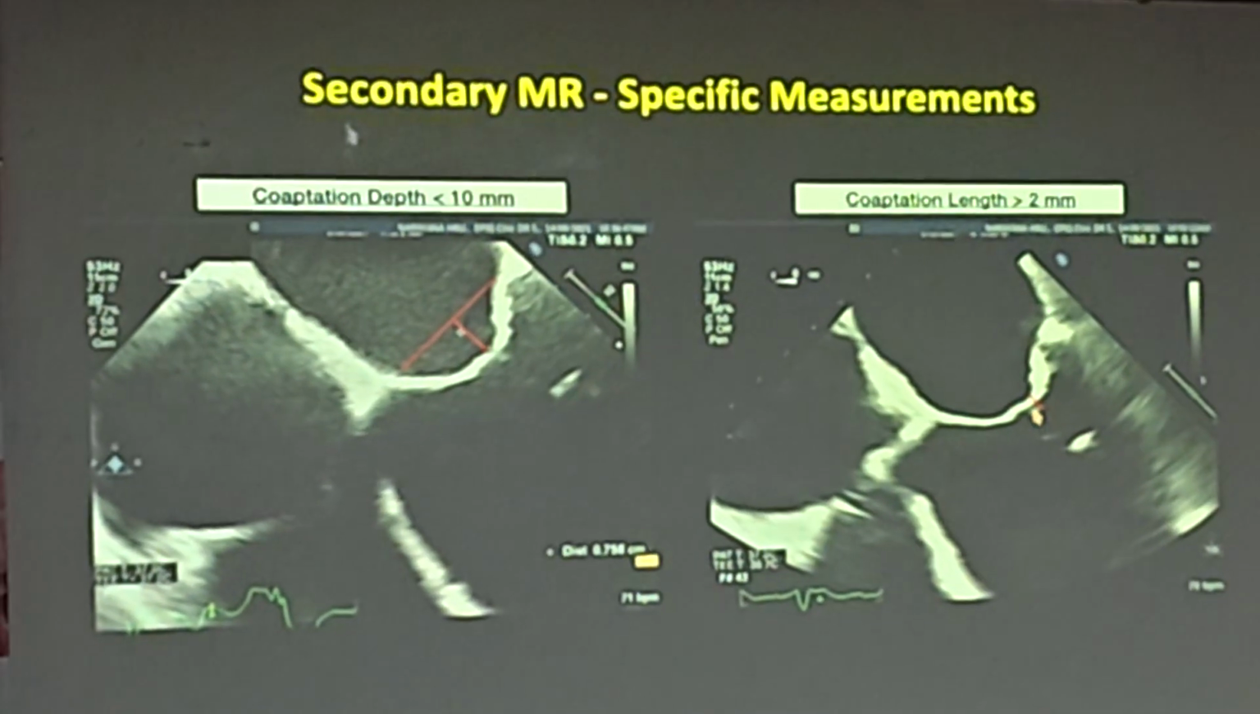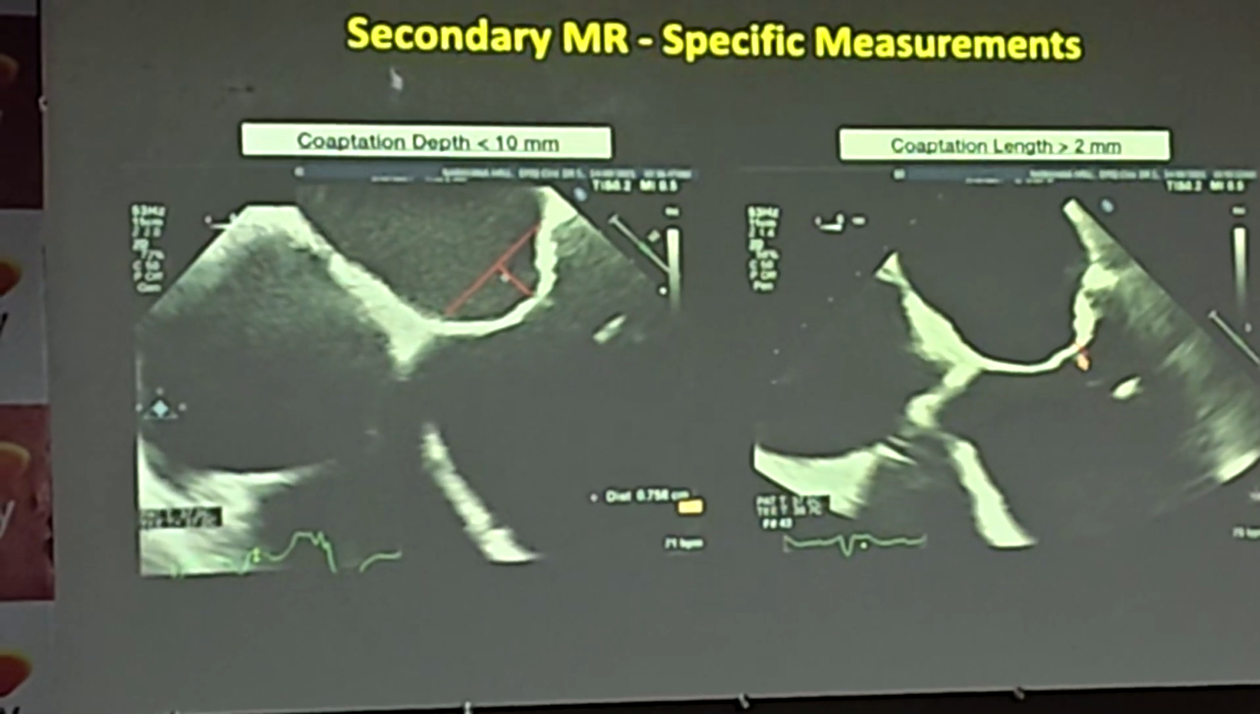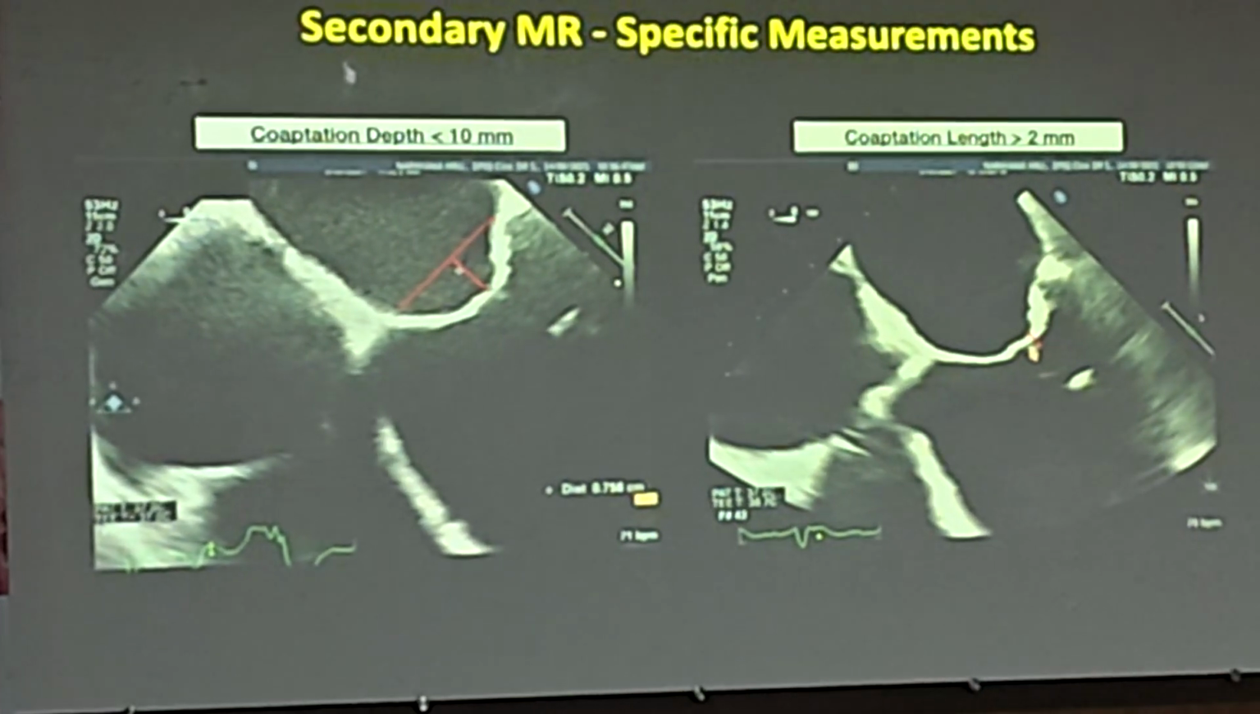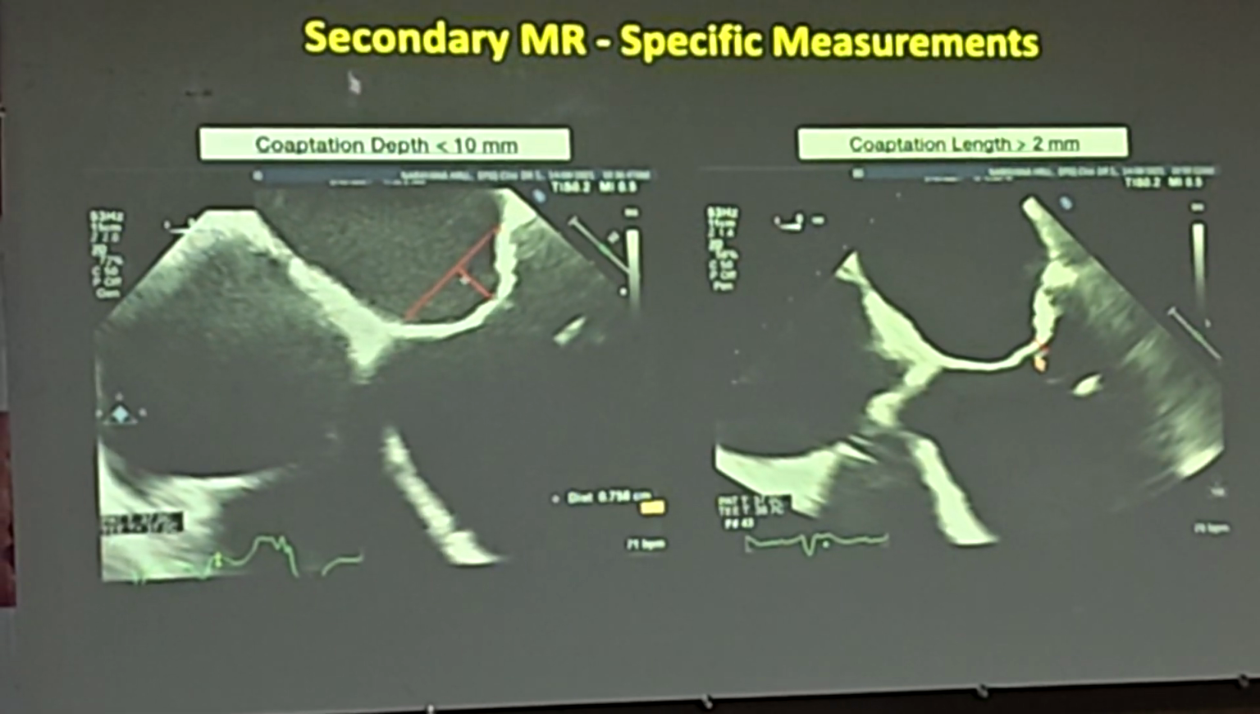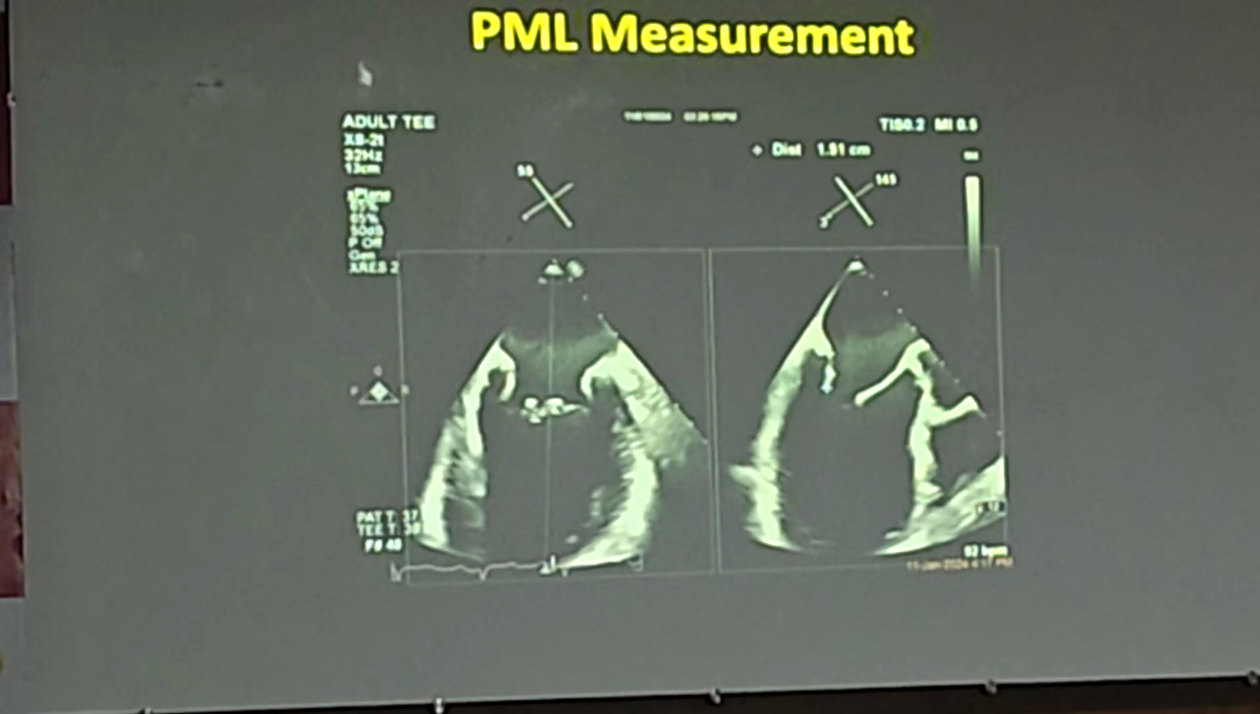And this small piece of tissue which is there, this is known as the coaptation length. Ideally, you need some tissue to hold on, otherwise the clip really cannot hold on to something. So ideally, you need to have around 2 millimeters or more.